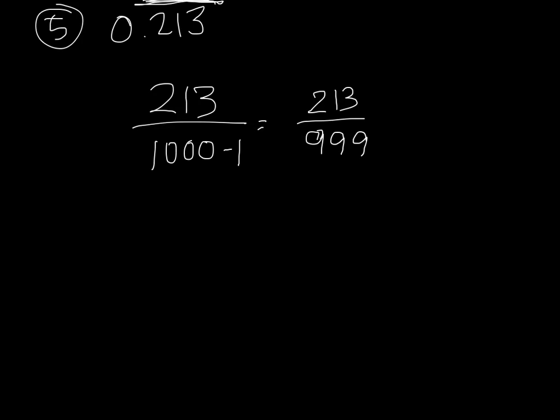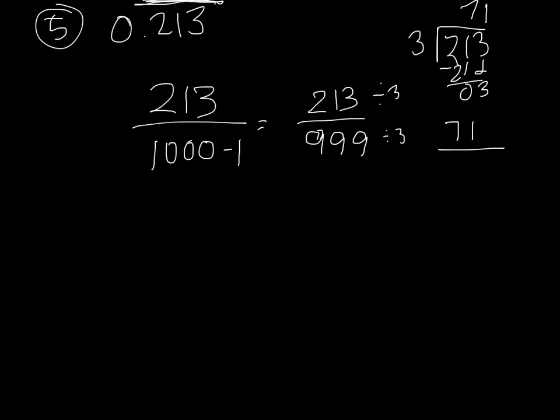Let's see, is this top one divisible by 3? If you add up all of the numbers, 2 plus 1 plus 3, I'd get 6. Is 6 divisible by 3? Yes, so I could divide both of them by 3. That's why those divisibility rules come in handy from chapter 4. Okay, so 213 divided by 3. 3 goes into 21 7 times. 3 goes into 3 1 time. So I get 71/333.